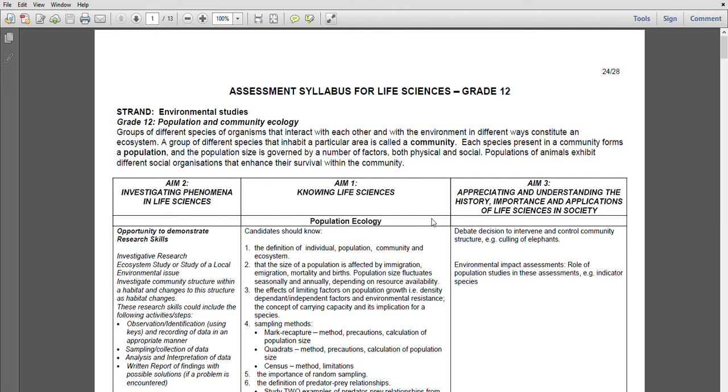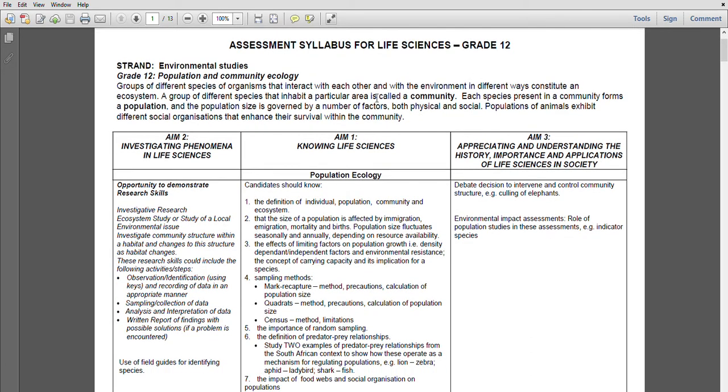So how do we look at this document? The first thing that you can see is that under each strand we have 3 different columns, aptly named aim 1, aim 2, and aim 3. What do each of these aims mean? There's a little explanation under each of them.